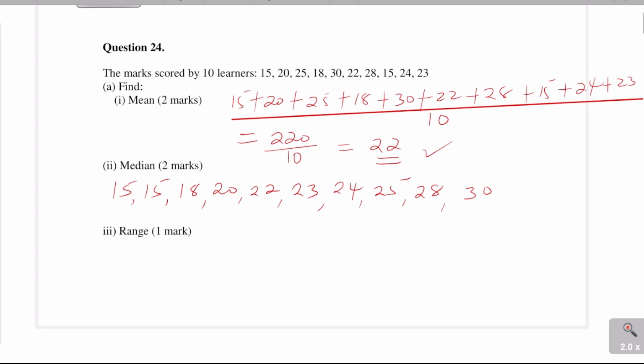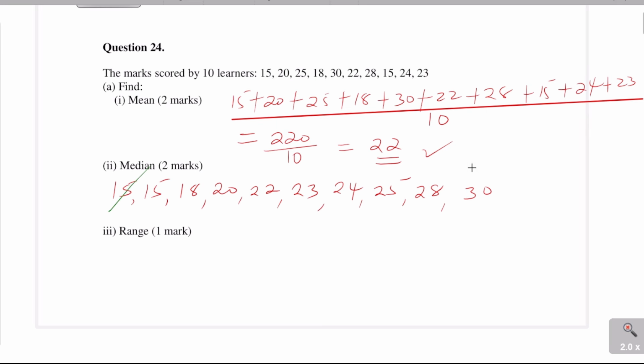We want to get the median. The median is the middle value in this set of data. So how do we get the middle value? Very easy. The easiest way to get the middle value is how we do it.